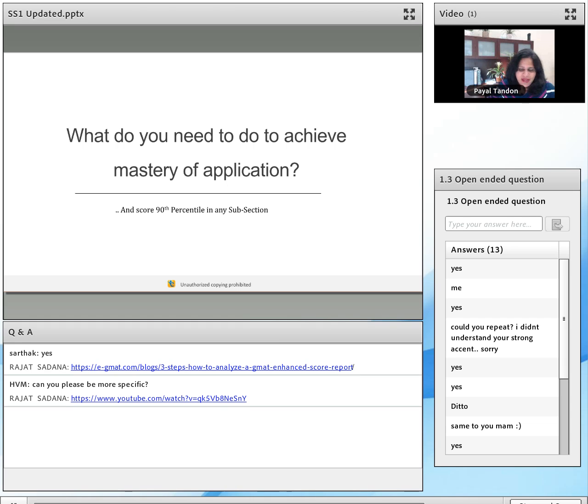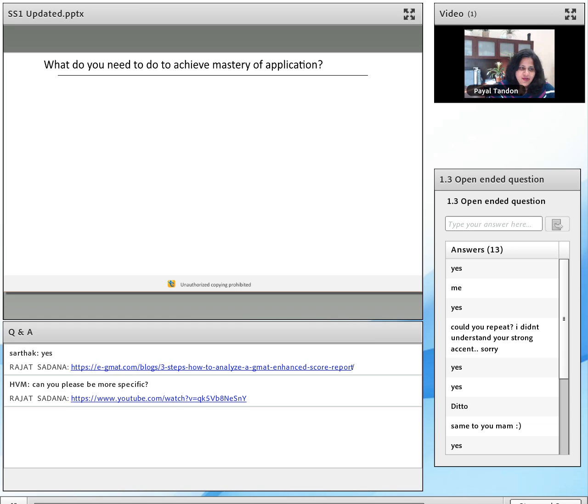Okay, so let's get going with accomplishing that dream of yours, and let's talk about how you can achieve mastery in order to get to that 90th percentile. And we are going to talk about all of this in the context of sentence correction, but all of the fundamentals that I'm going to explain to you will be applicable across the board for each and every section of GMAT. Okay. Now, in order to achieve that mastery, you need to follow a step-by-step method to solve questions.